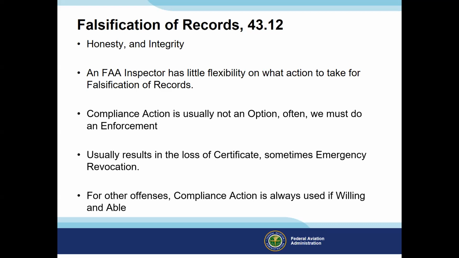So 43.12 is a very important rule. It covers fraudulent or falsified records. And I want to point out that as long as you're open and honest and trustworthy, intentional is a big word in falsification of records, because we go after those folks that know they're doing it and know that they shouldn't have. We don't go after the folks that are making mistaken record entries. We have processes for fixing that.